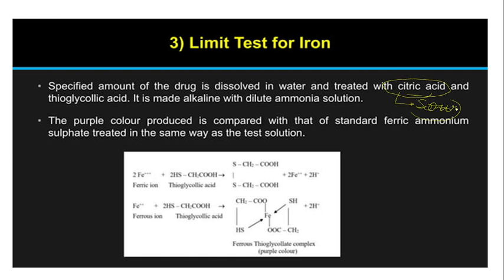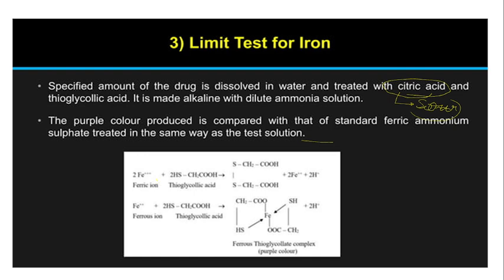Sour fruits and vegetables like lemon, orange, etc. And thioglycolic acid, made alkaline with dilute ammonia solution. If the purple color produced is compared with that of standard ferric ammonium sulfate treated in the same way as a test solution.